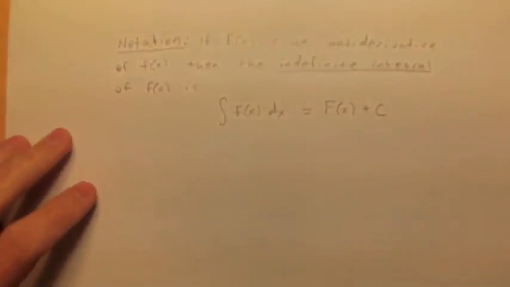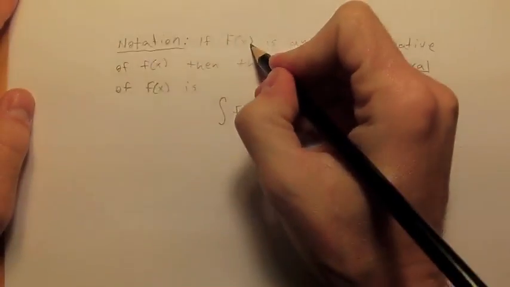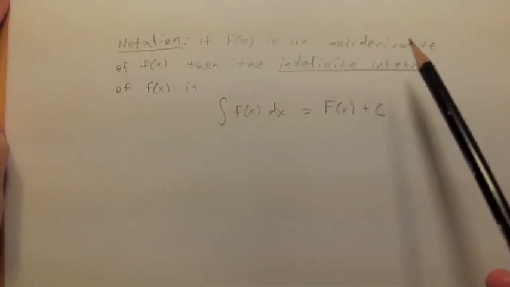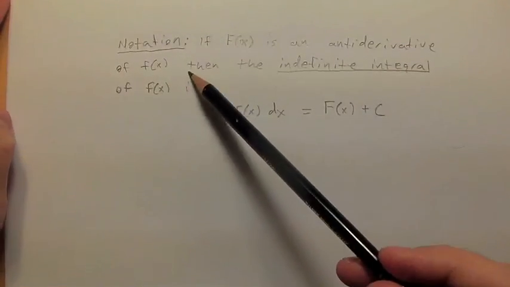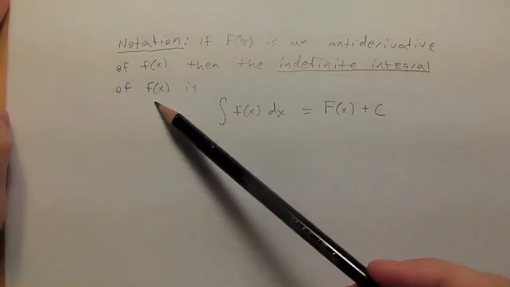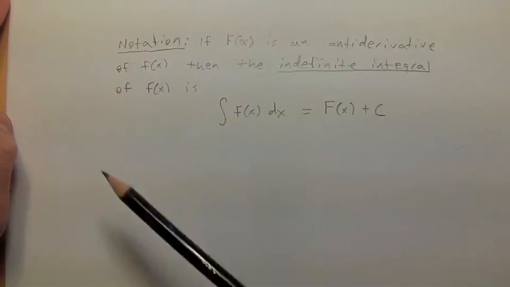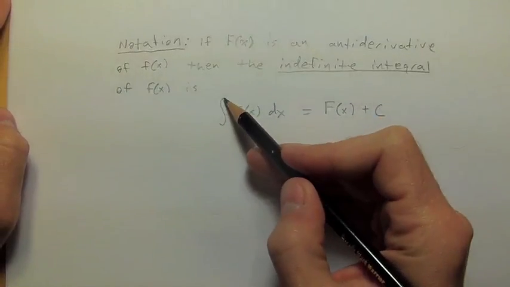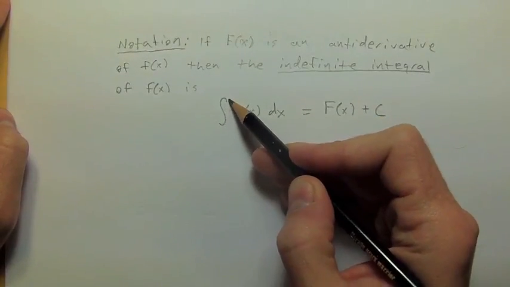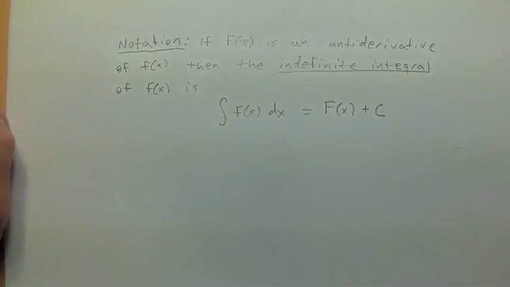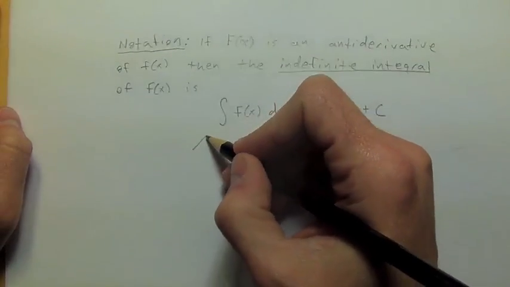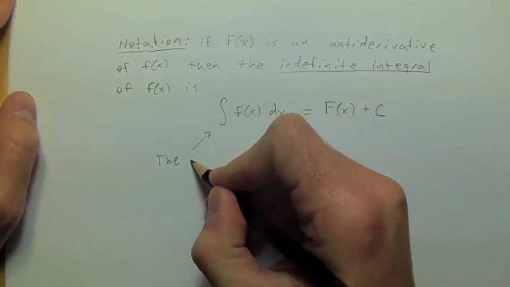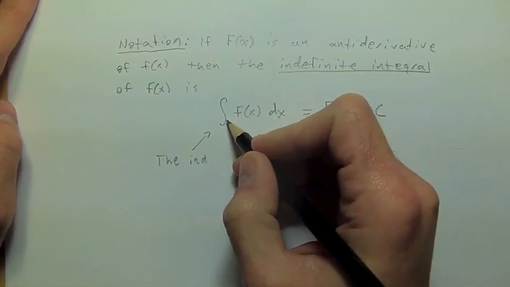All right, so let's introduce some notation that's going to make this a little easier to talk about. If capital F is an antiderivative of little f of x, then the indefinite integral of f of x is written in this form. Here's what this symbol means. This is an elongated s. It is supposed to be an s. It stands for sum, but this means the indefinite integral of. So we call this the integral symbol.